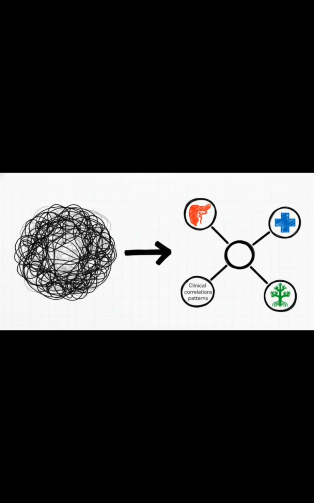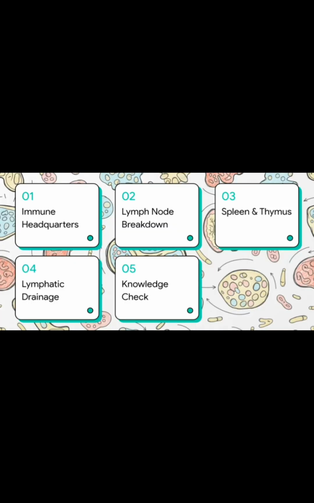We'll hit the anatomy, the key clinical tie-ins, and those tricky drainage patterns that just love to show up on the test. So here's our game plan. First, we'll cover the big picture with the immune system headquarters. Then we'll get into the nitty-gritty of lymph nodes, the spleen and the thymus. After that, we are mapping out lymphatic drainage, and then we'll wrap it all up with a quick knowledge check to make sure it all sticks.